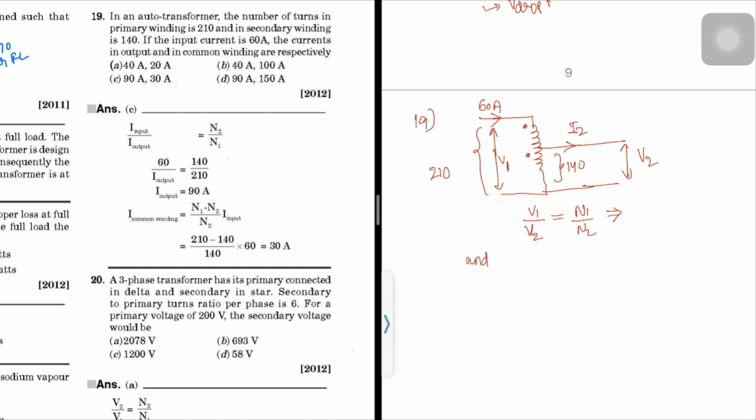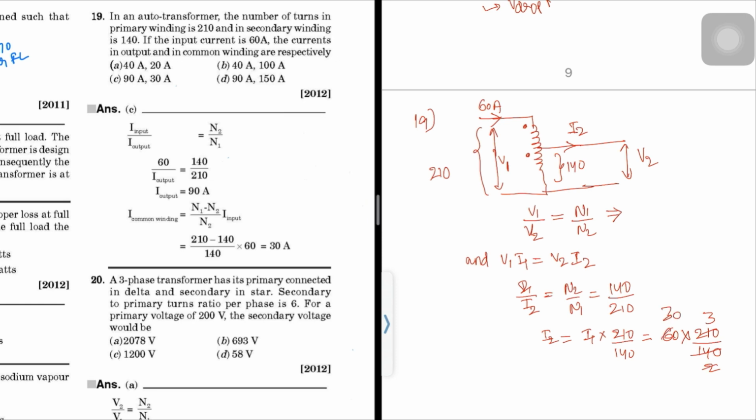We also know that V1 I1 equals V2 I2. So I1 by I2 equals N2 by N1, which is 140 by 210. So I2 equals I1 into 210 by 140. I1 is 60, so 60 into 210 by 140, which gives I2 equal to 90 amperes. So this is 90 amperes.